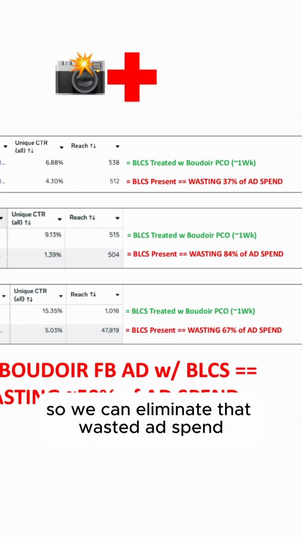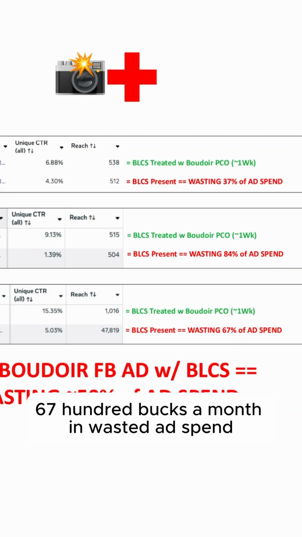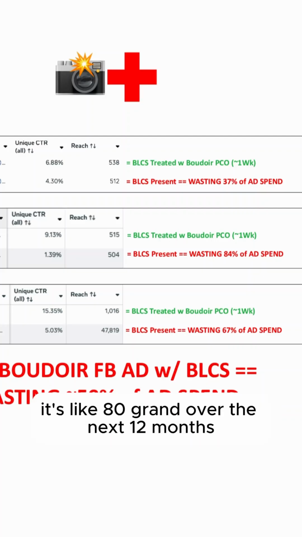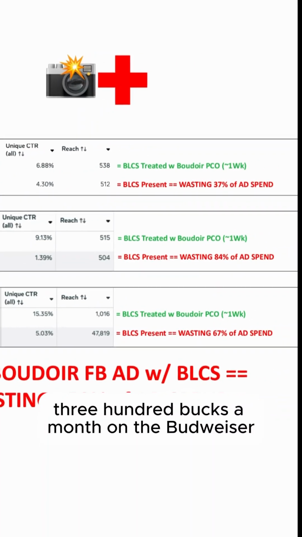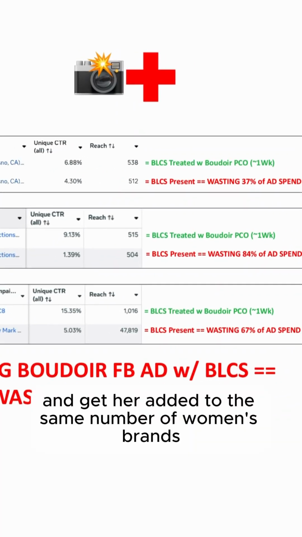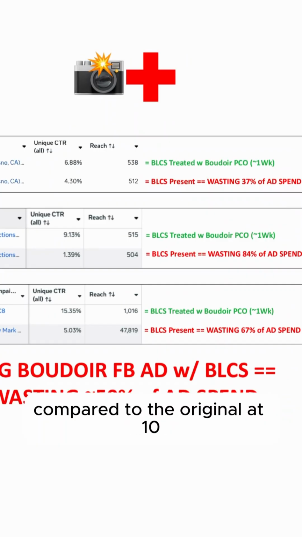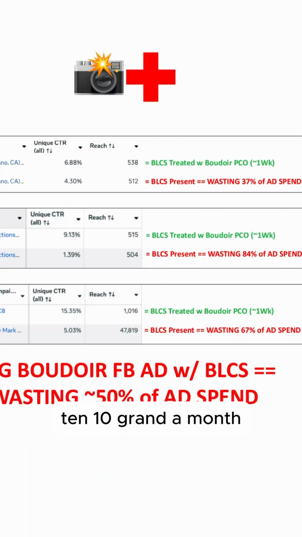So we can eliminate that wasted ad spend. So if you're spending 10 grand a month in Boudoir Facebook ads, we can eliminate that 6,700 bucks a month in wasted ad spend, and he can pocket that. It's like 80 grand over the next 12 months. It's kind of like a phantom bonus. And we can instead spend 3,300 bucks a month on the Boudoir Pico treated ad and get our ad into the same number of women's brands at 3,300 bucks a month compared to the original at 10 grand a month.